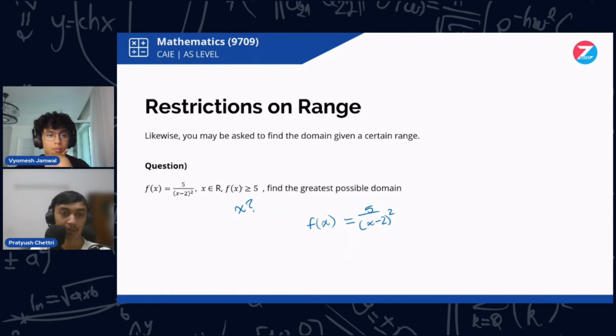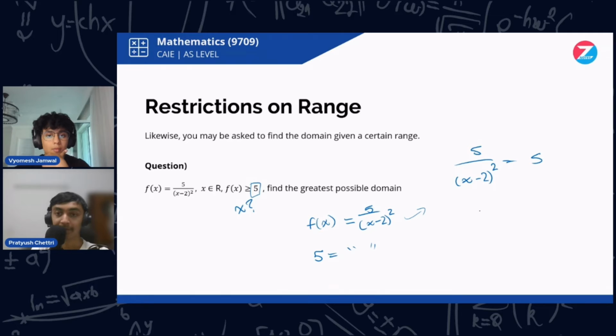Or we could just make it equal to 5. Okay, look. So we have f(x) is equal to or greater than 5. Let's treat it just as 5 for the moment. So let's say 5 equals all that. And we can rearrange this now to make x the subject. I'm just going to take a shortcut, it's algebra. So (x minus 2) squared over 5 equals 5.